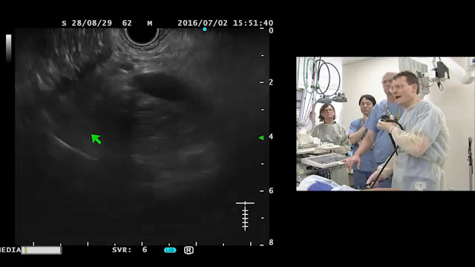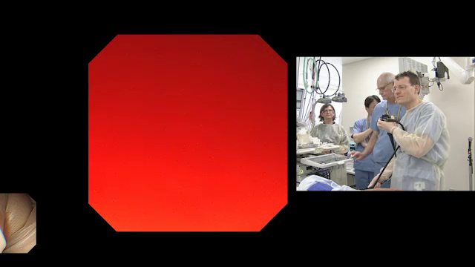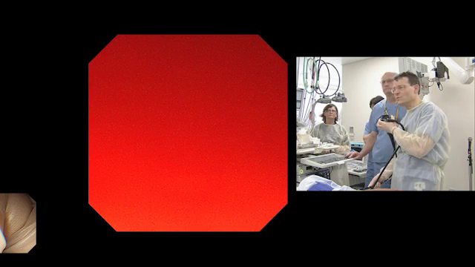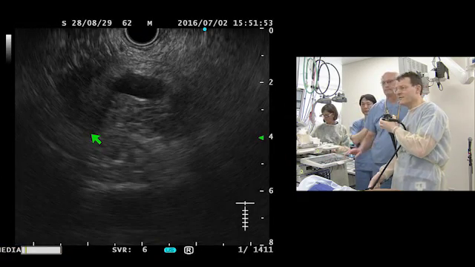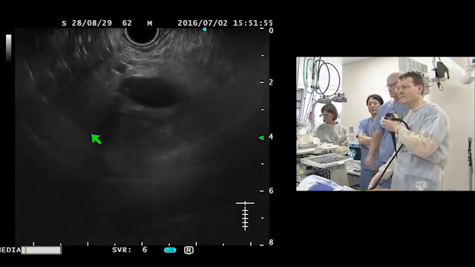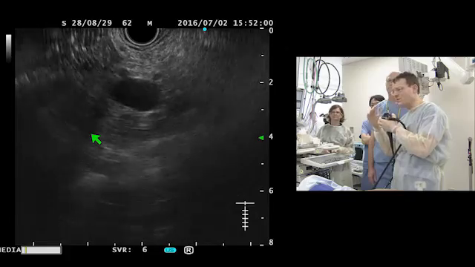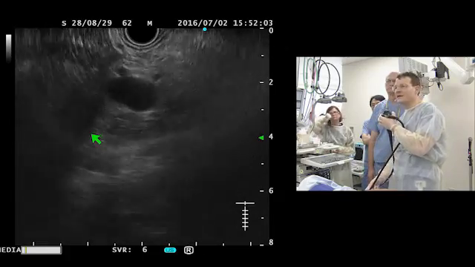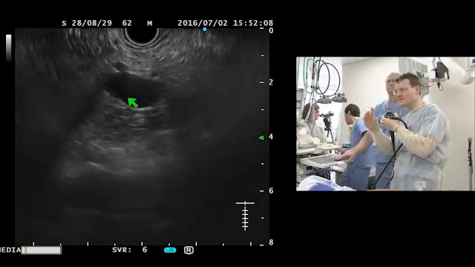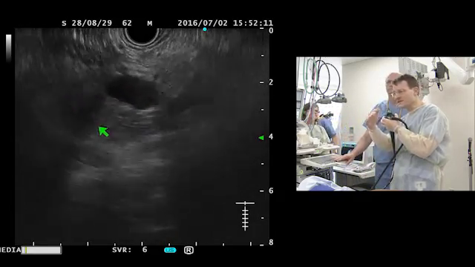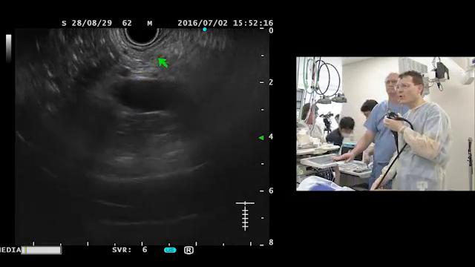So now I'm in the stomach, and this is also a very interesting position, because here we see the superior mesenteric vein, and this is a very important position, because in some situations you can also see the pancreatic head from the stomach. This is the pancreas, this is the vessel, and below is the pancreatic head, and above is the pancreatic corpus.